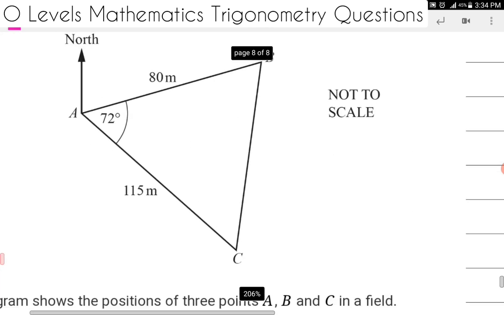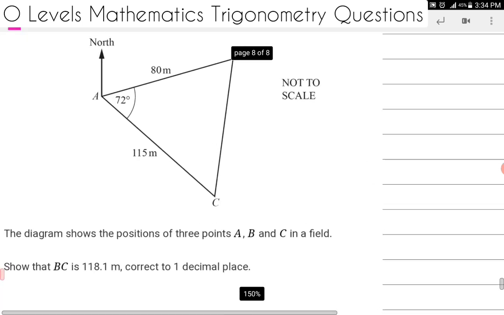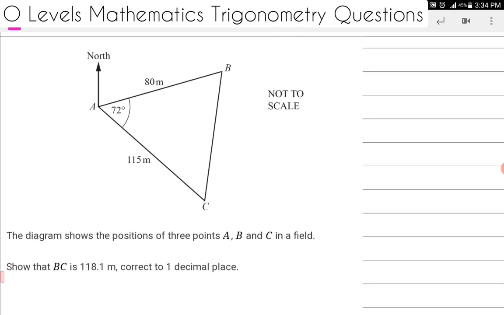So let's start. For example, this is the question we have, and it says we have a triangle A, B and C. The diagram shows the position of 3 points A, B and C in a field. Show that BC is 118.1, correct to one decimal place. Okay, now we have these two sides and this included angle.